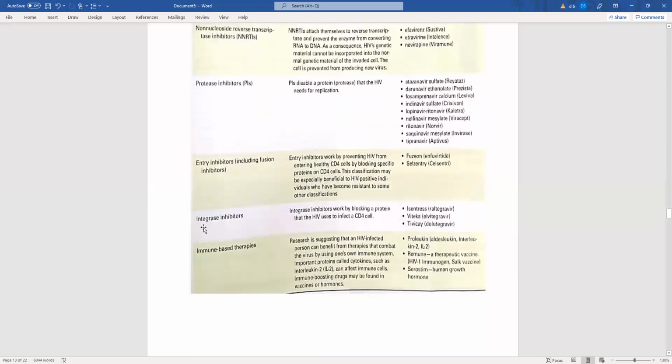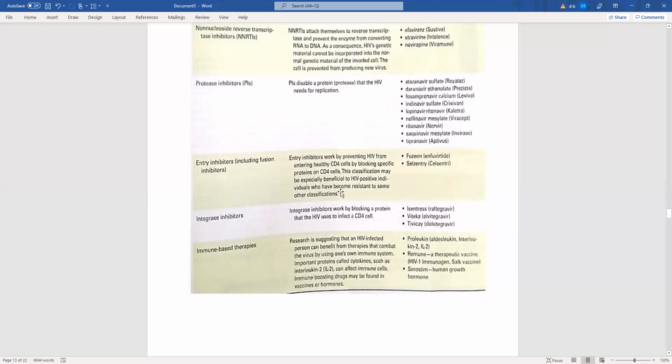And then you've got integrase inhibitors. Integrase inhibitors work by blocking a protein that the HIV uses to infect a CD4 cell. So when I see integrase, I'm thinking of integrated. So integrase inhibitors work by blocking a protein that the HIV uses. The HIV is integrating with the protein and it's using it to infect a CD4 cell.